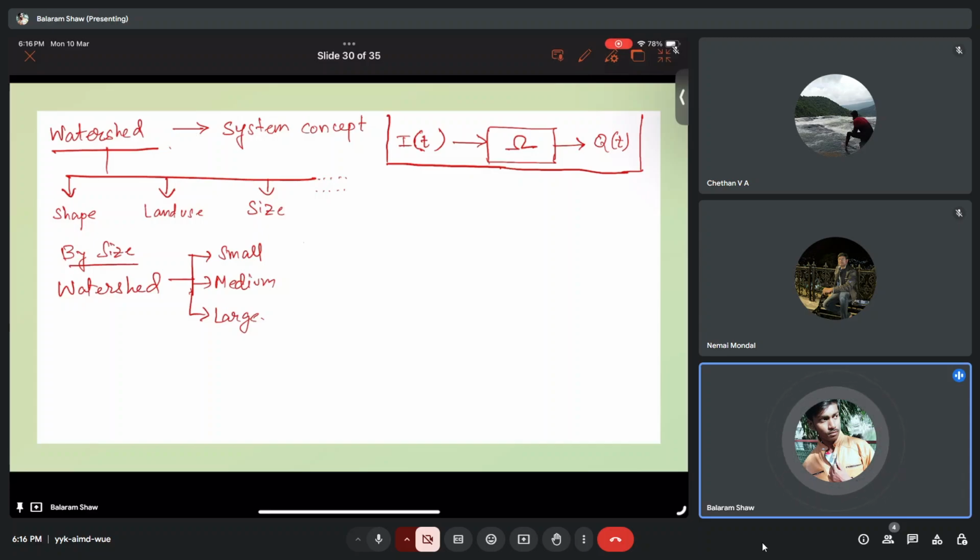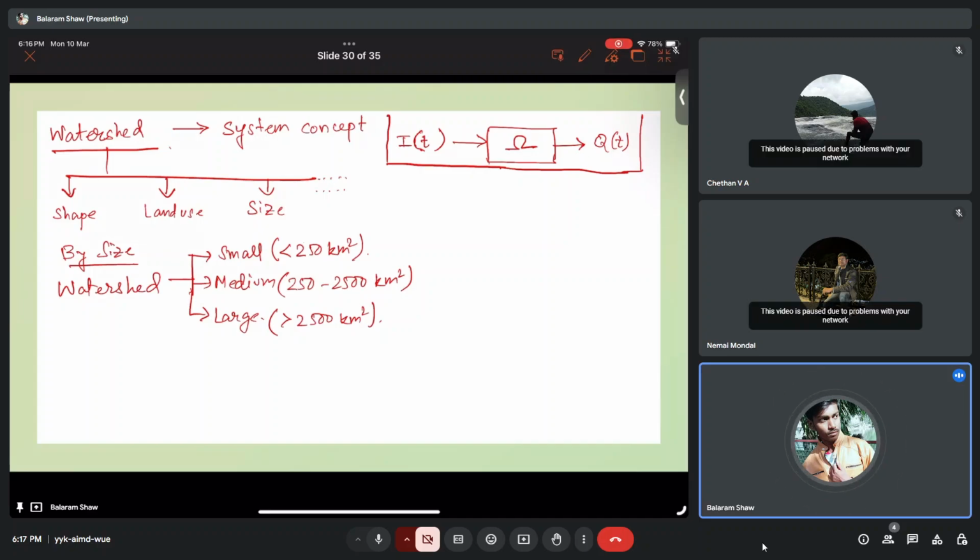So let's say if the area of the watershed is less than 250 square kilometers, we call that a small watershed. If the area is between 250 and 2500 square kilometers, we call that a medium watershed. And if it is more than 2500 square kilometers, we call that a large catchment or large watershed. Right? But again, this classification varies. If you go through the research articles, you'll see that several researchers consider different sizes or areas, and based on that they classify the watershed.